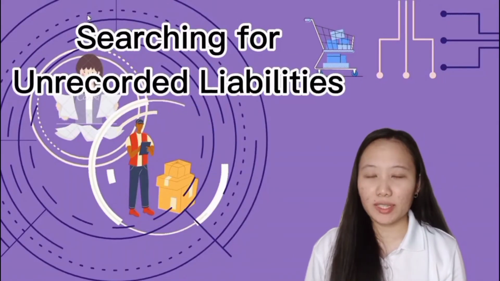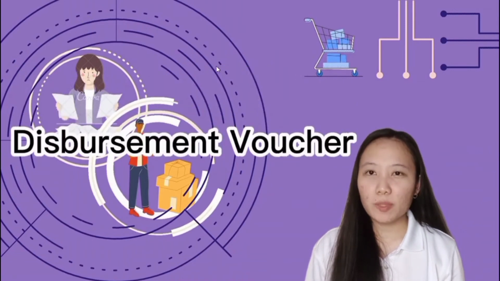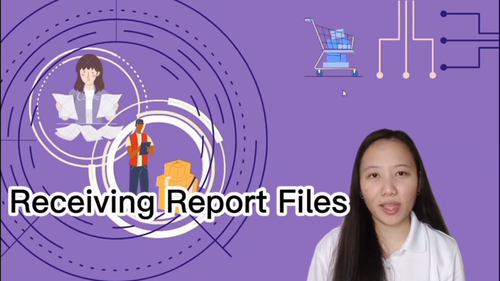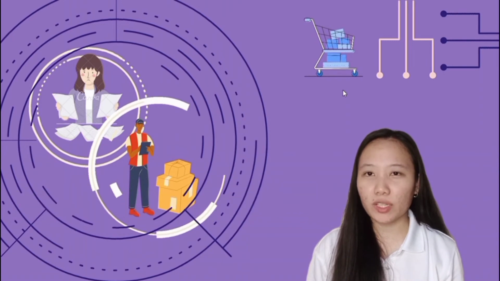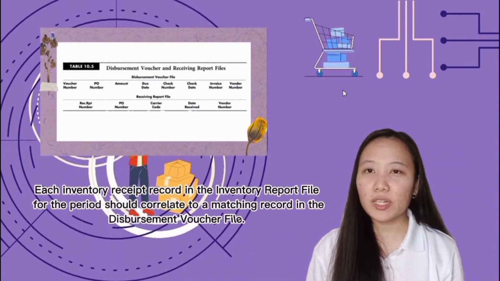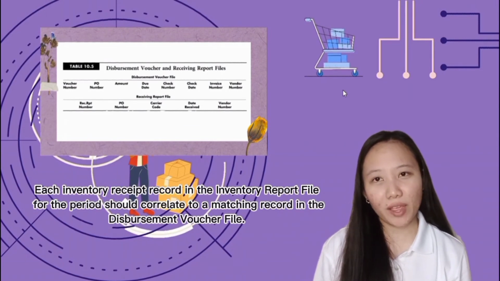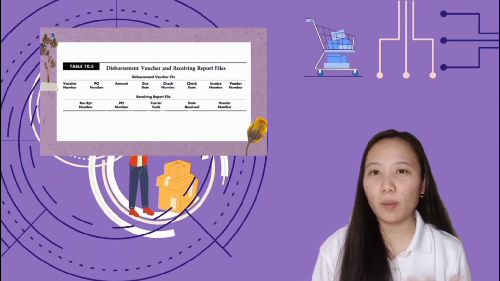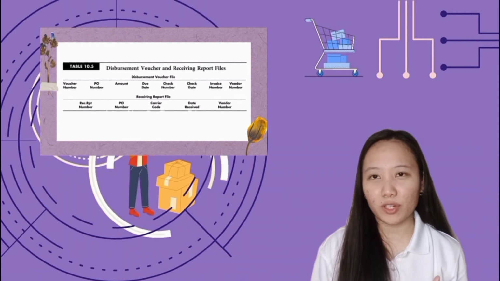Searching for unrecorded liabilities. The disbursement voucher and receiving report files are used to look for unrecorded obligations, as shown in Table 10.5. Each inventory receipt record in the inventory report file for the period should correlate to a matching record in the disbursement voucher file.